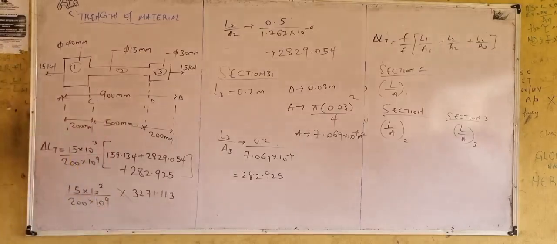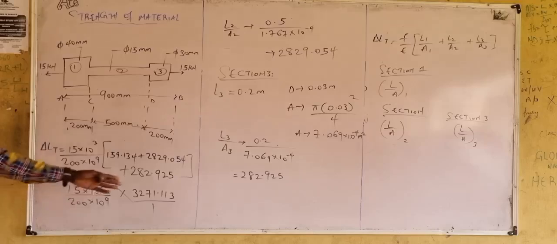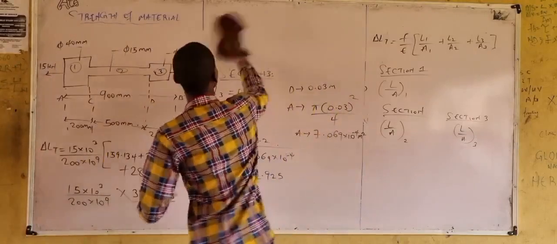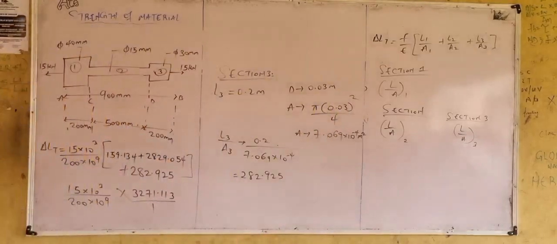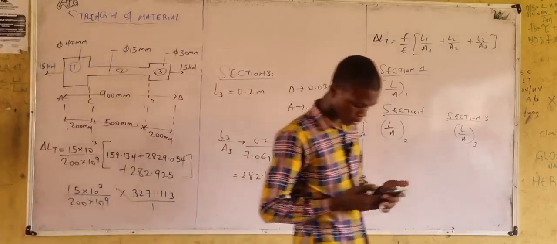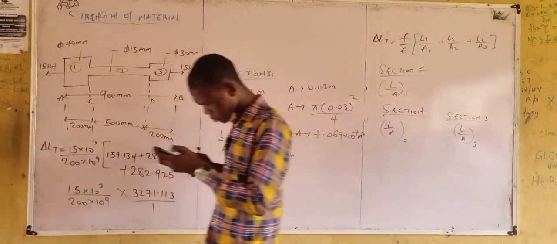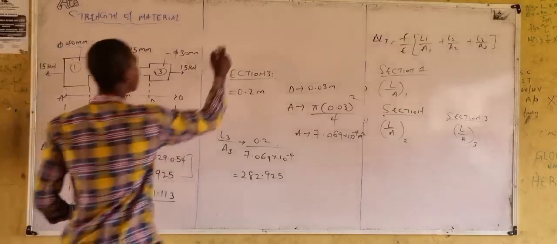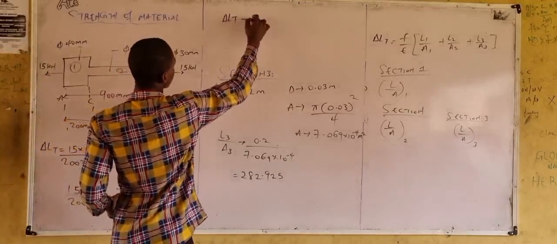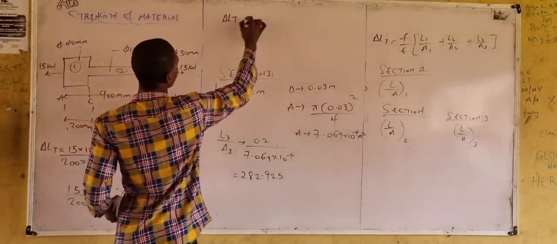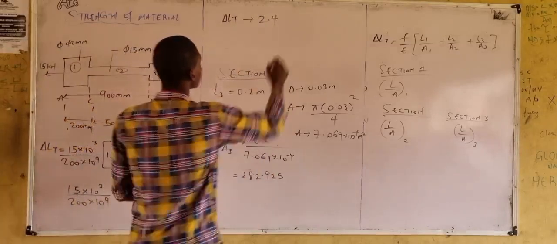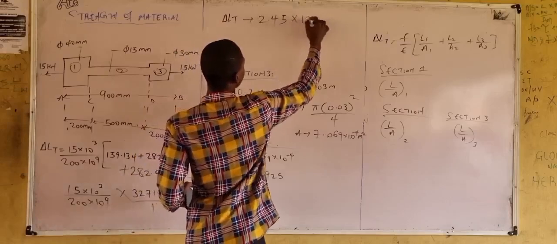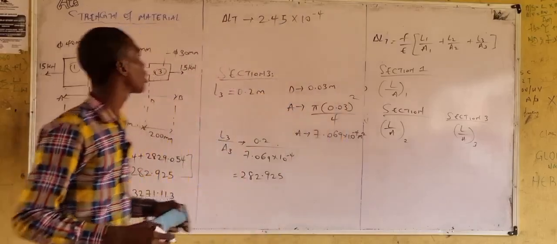3271.113. Now multiply this by this. What do you have? Let's see. What do you have? 2 point something. Your total answer: we have that the change in length is equal to what? 2.45 times 10 raised to the power minus 4, what?